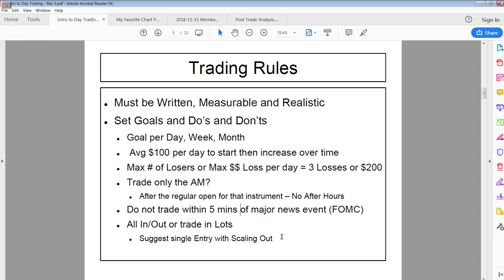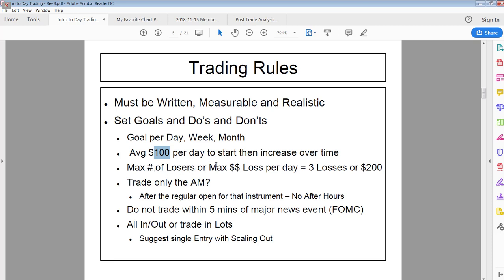All right. They must be written, measurable, and realistic. And the one that's violated most is realistic. They're unreasonable. Like, I've got $5,000 and I want to make $65,000 a year. Probably not going to happen. Set goals, do's, and don'ts. Have a goal for the day, for the week, the month. If, say, you start with a $100 a day goal and then increase over time, that could work.